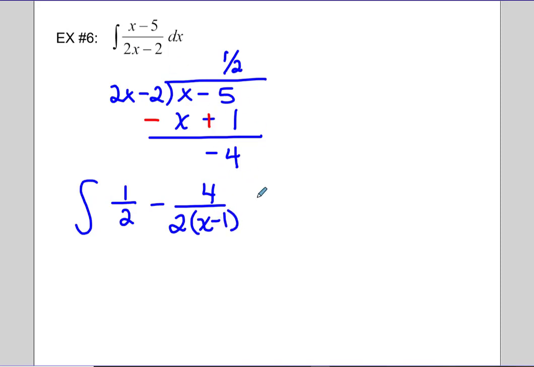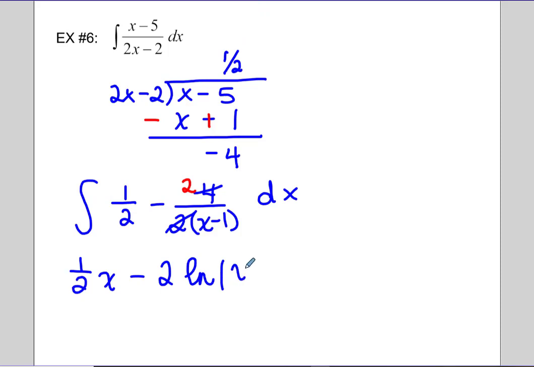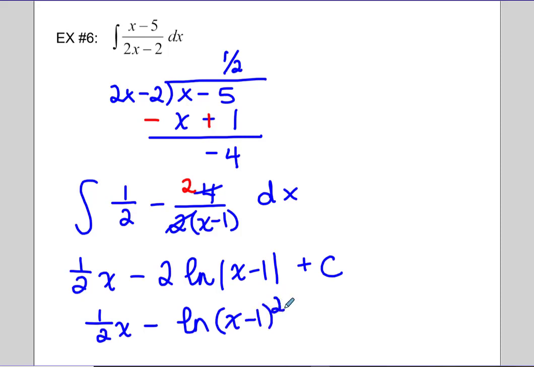minus 1. I'm going to factor that bottom out in terms of x. So if we take the 1/2 out, this would reduce down. Let's see, we could have 1/2 x, and this could reduce down to 2, and then that would be minus 2 natural log x minus 1. And if you wanted to go one more step, we could say that's 1/2 x minus natural log of the quantity x minus 1 squared plus a constant.